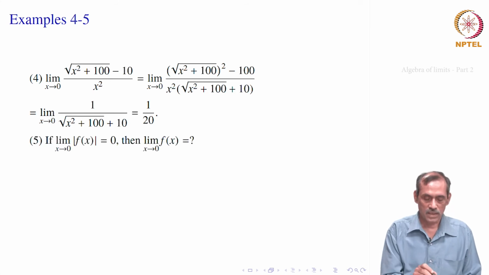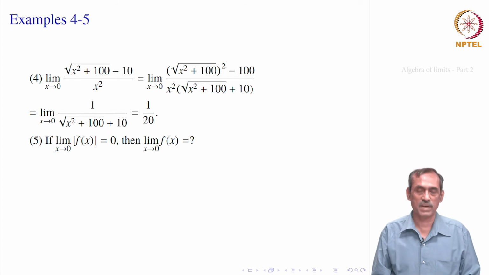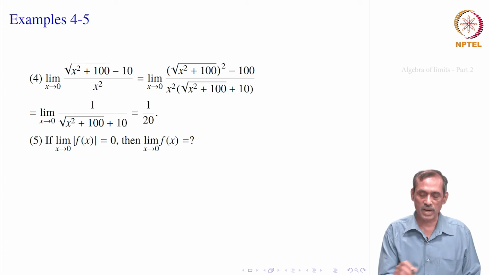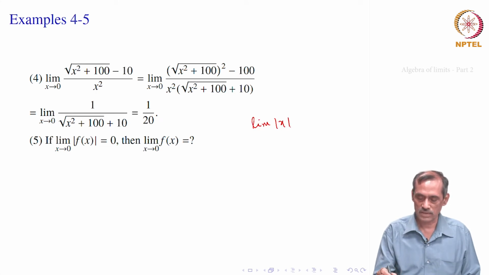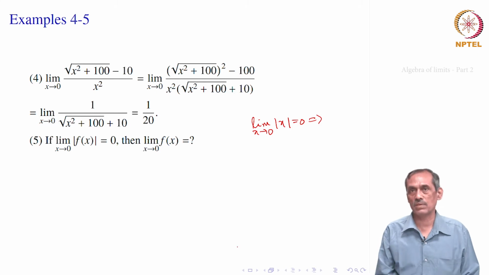Okay. So, now it is given that limit of mod f x equals 0. What can you say about the limit of f x? Does it really exist or does it not? Suppose you take limit of mod x as x goes to 0. We know that this is equal to 0, and we know that limit of x is also equal to 0. But the question is, does it imply that limit of x equals 0?